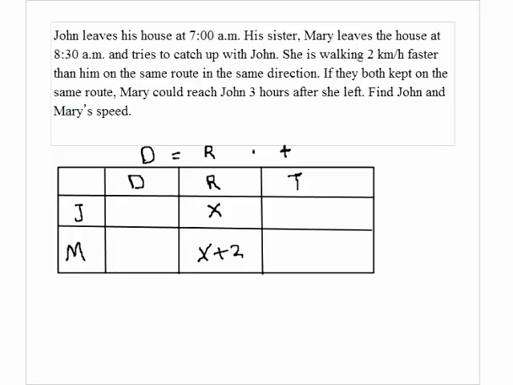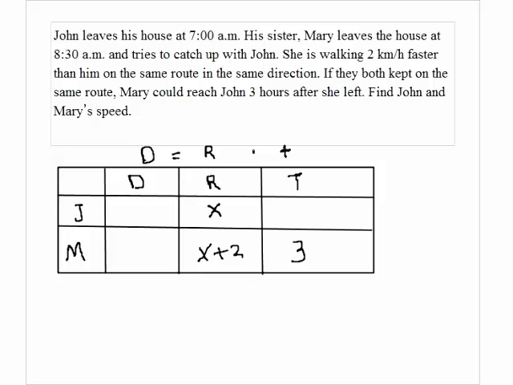Now, we know the time for Mary: Mary could reach John 3 hours after she left. So over here, the time that we're going to record for that would be 3. So what would be the time for John? Okay, they put 4.5.